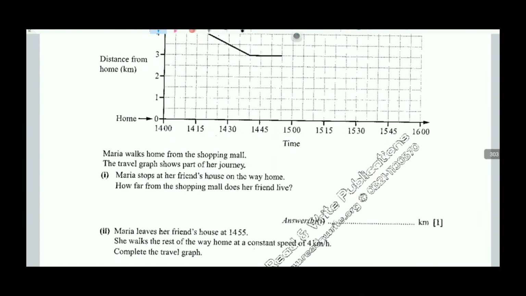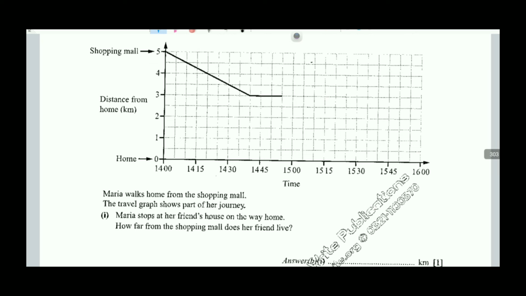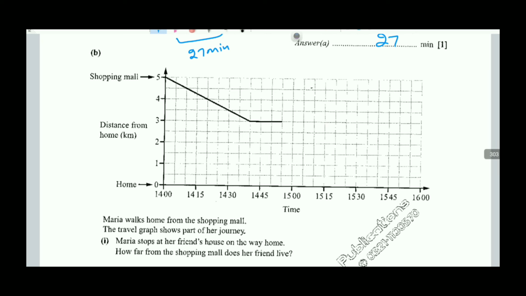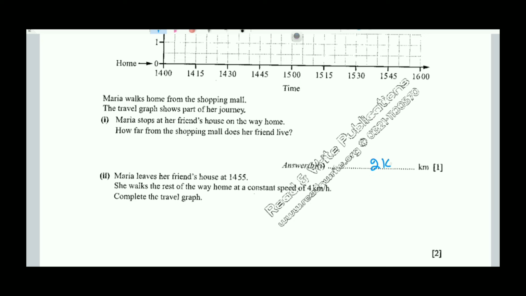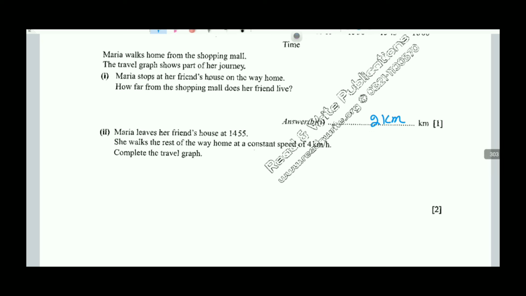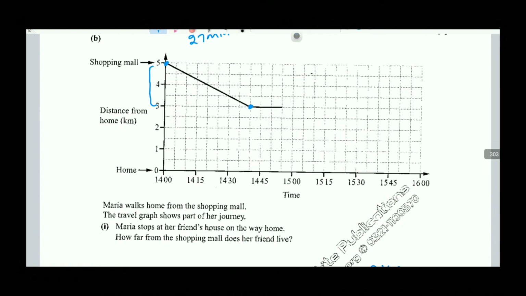Now Maria stops at her friend's house on the way home. How far from the shopping mall does her friend live? Okay. She stops here and this is the shopping mall. So you can check the distance from her friend's house to the shopping mall. 2 kilometers. 2 kilometers will be the answer. You have to read the graph. Second part, Maria leaves her friend's house at 14:55. So this is 14:55.